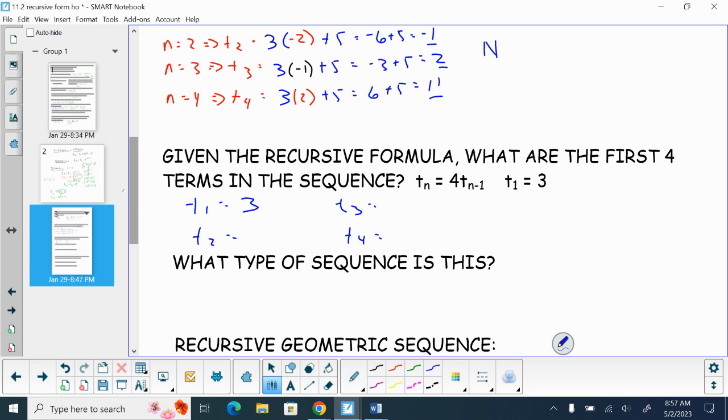This one's a little bit easier. Ethan, what do you have? 3, 12, 48, 192. Okay, if we take a look at this sequence, what type of sequence do we have here? Arithmetic, geometric, or neither? Geometric. What's our common ratio?